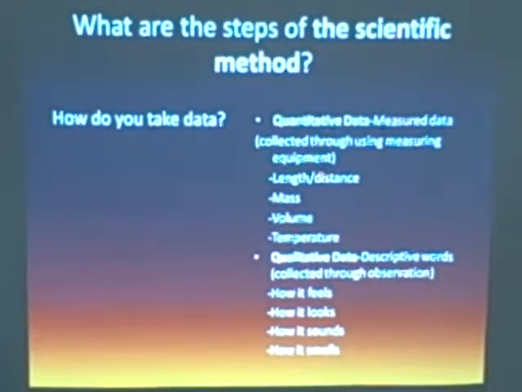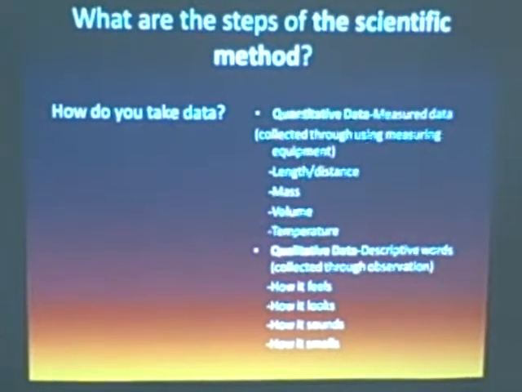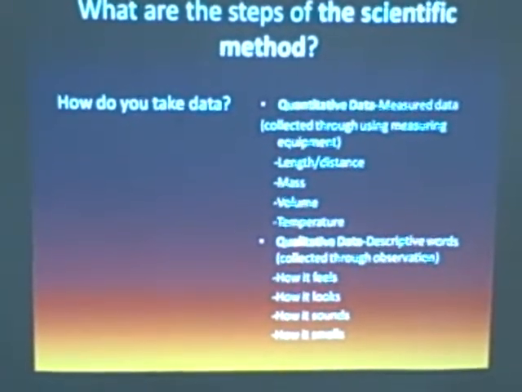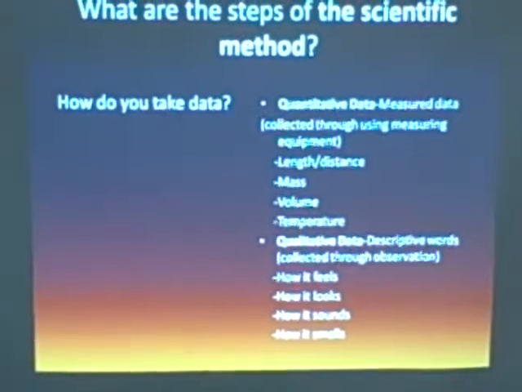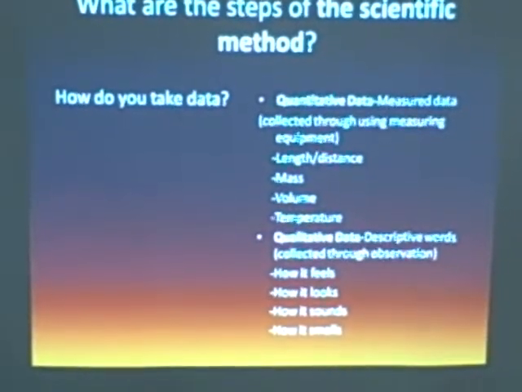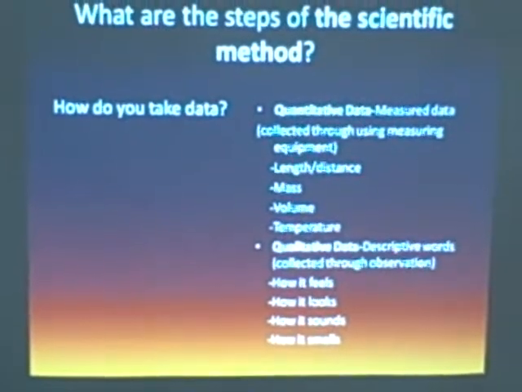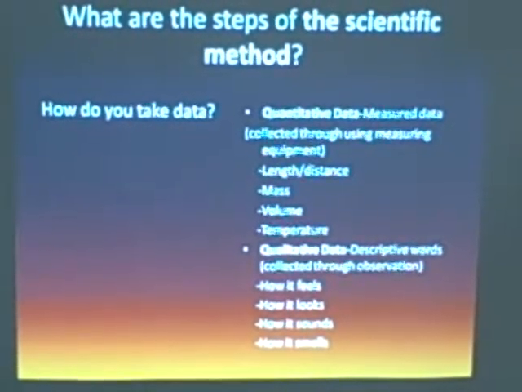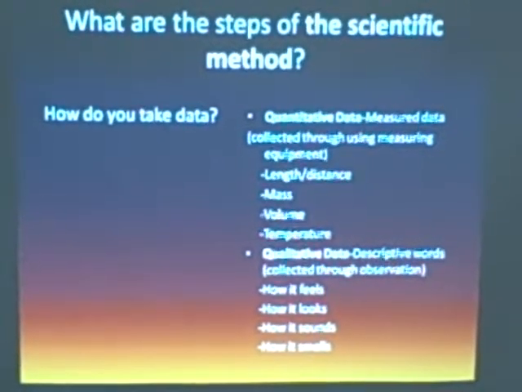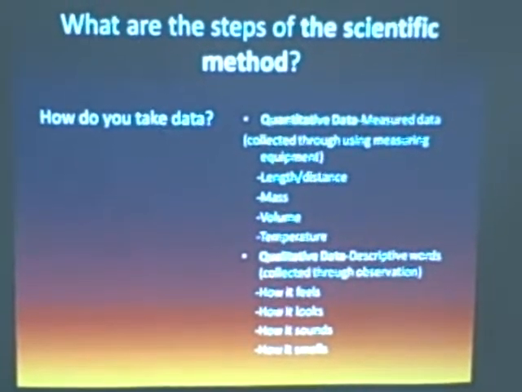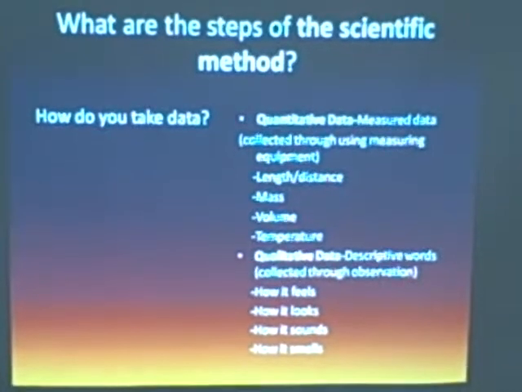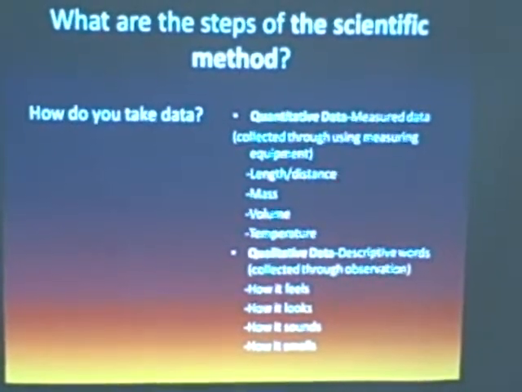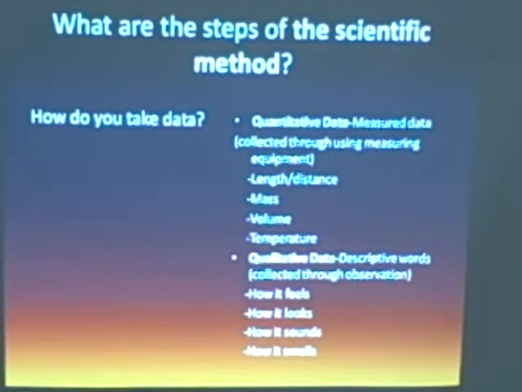Qualitative data is descriptive words. You're using the equipment that comes on your body. You use your 5 senses through observation, how it feels, how it looks, how it sounds, how it smells. And yes, taste is one of the 5 senses, but we don't use taste in the lab. It's not safe. This type of data is going to be wonderful adjectives describing what you find in your lab. So your data chart will be full of words and pictures and diagrams.